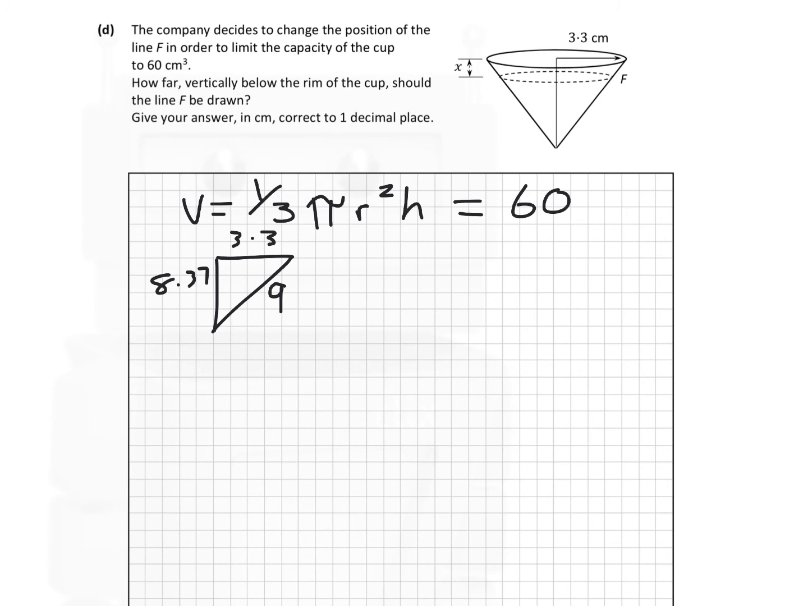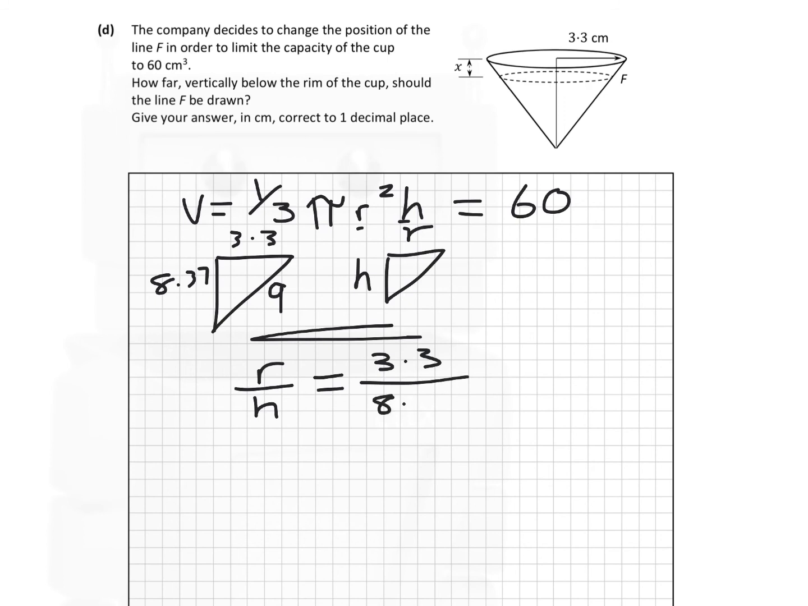Now we have a new triangle, so we had another triangle that we knew of as well. I'll just draw this new triangle. It is obviously going to be a little bit smaller. We won't know the radius, we won't know the height, and we don't need to know the slant height in this case, because all we want to know is what your r and your h are. But what we will know is that they're going to be in the same ratio as before. So this time we're going to have r over h is equal to 3.3 over 8.37.